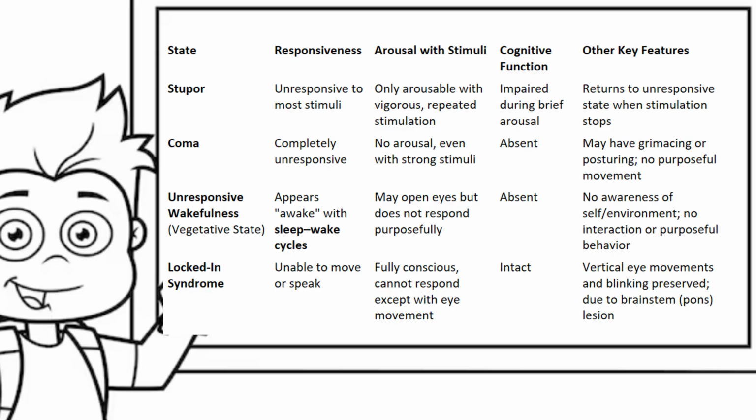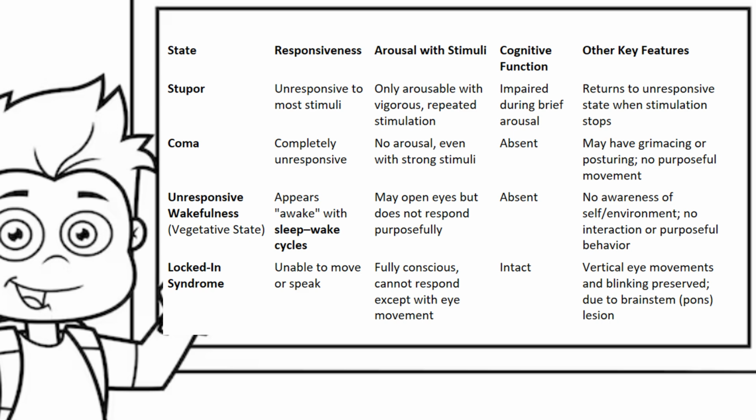Let's compare. Stupor is a pathologic reduction in consciousness. This patient is unresponsive to most stimuli. He is aroused only with vigorous repeated stimulation like sternal rub or nail bed pressure. He is cognitively impaired when briefly aroused, and he returns to an unresponsive state once the stimulus stops. Coma, on the other hand, is deeper. There is no arousal even with strong stimuli. Well, you may see some grimacing and posturing, but that's all there is to it. There's really no purposeful movement and no response to the environment.